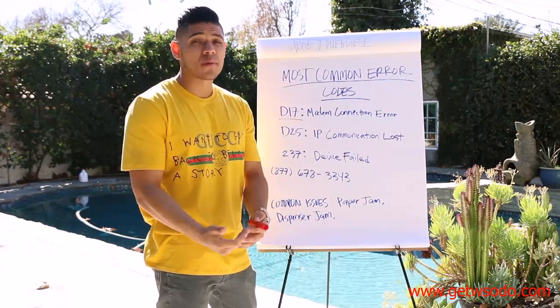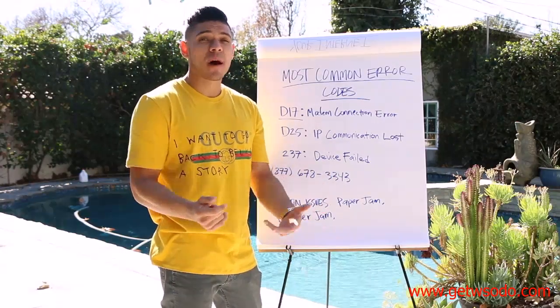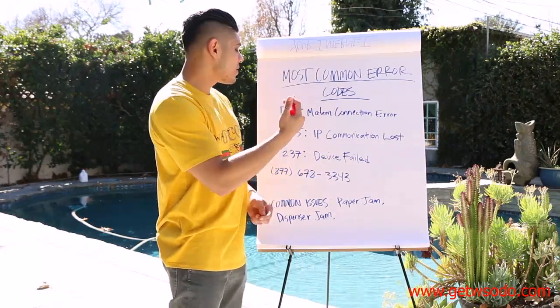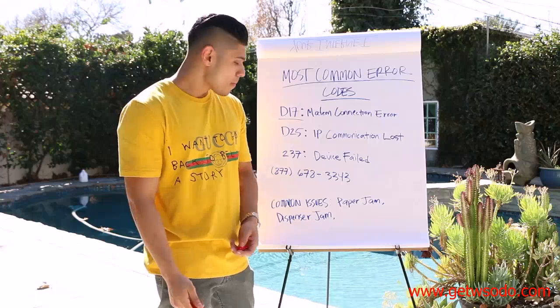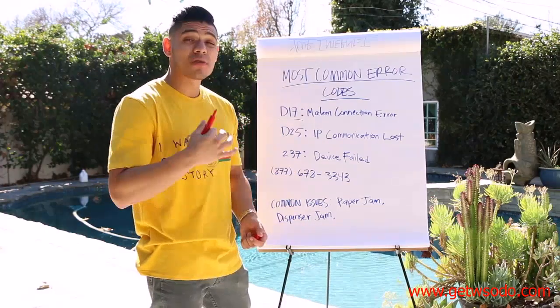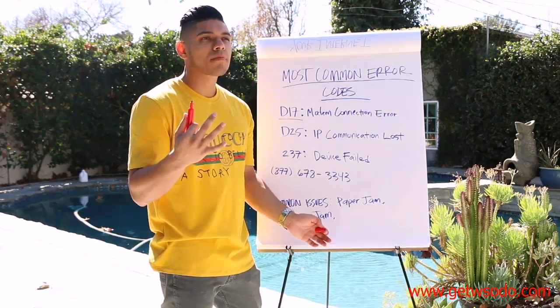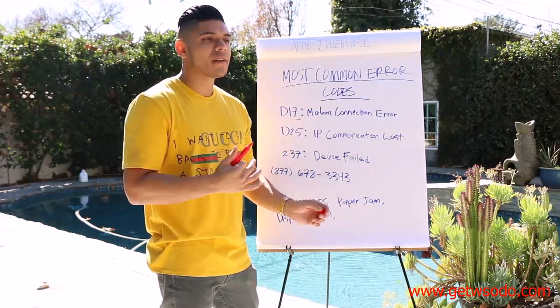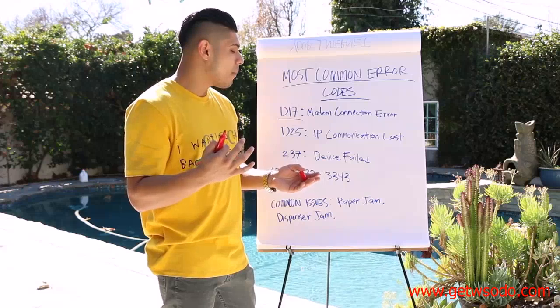And then the other one is called a 237. Device failed. That means for some reason your machine is not working, it's not responding. So this doesn't usually happen. It's mostly, like I said, a D17 or D25 code. But these are basically common issues that have been happening with me. I've been doing this business for almost a year and a half now, and these are the codes that I usually get, but they don't happen often.